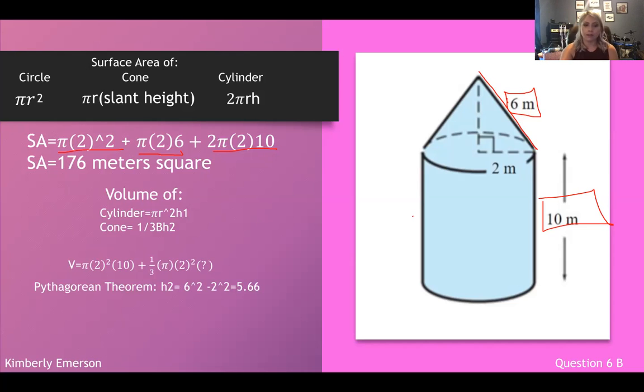So our height H up here with our cone equals the square root of 6 squared minus 2 squared, which is 5.66. So volume equals pi radius squared, which is 2 squared, times 10, plus 1/3 pi times 2 squared times 5.66, because we solved for the question mark there. That's what I meant by it'll make more sense after we solve for certain measurements first, and then we just plug and chug from there. So we got our 5.66, and that will end up giving us 149 meters cubed.